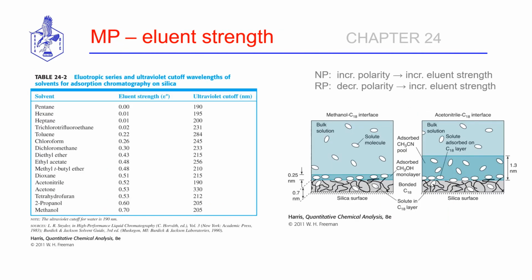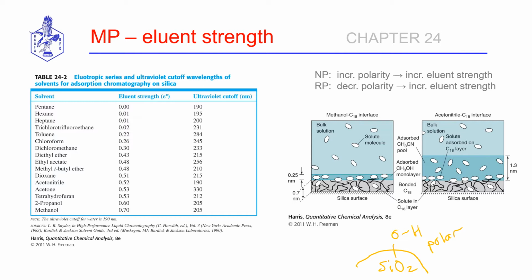When we select a mobile phase for our separation, there are two very important considerations we must keep in mind. The first is a property known as eluent strength. Eluent strength is a measure of the ability of a solvent to pull something off of a bare silica surface, and remember, the bare silica surface is very polar.